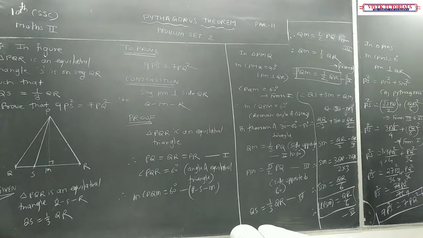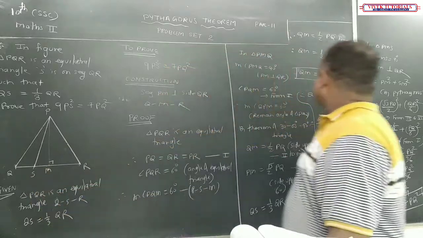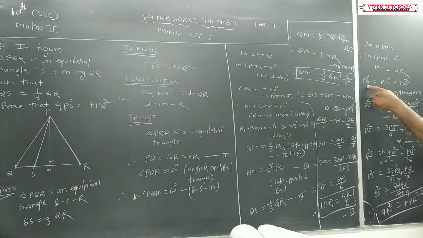Then I have taken triangle PMS. In triangle PMS, angle PMS is equal to 90 degree, and apply Pythagoras theorem, that is PS square is equal to PM square plus SM square. PM का value है root 3 upon 2 PQ, the whole square. और it is QR upon 6 the whole square, but QR के लिए भी क्या यूज कर सकते हैं? PQ. So what you got?